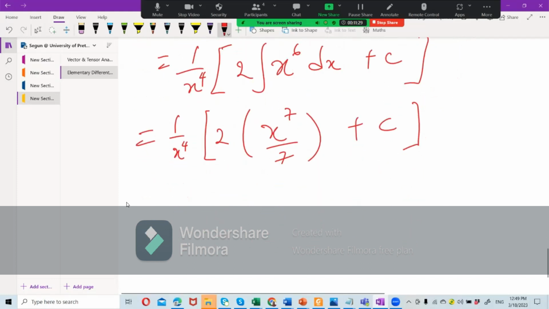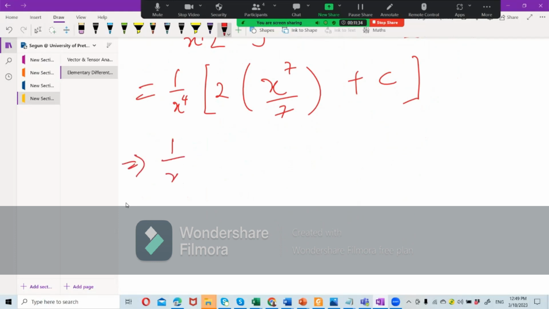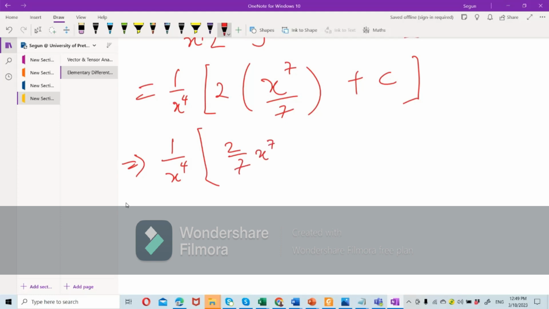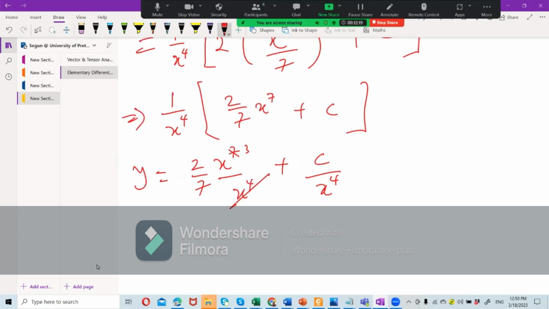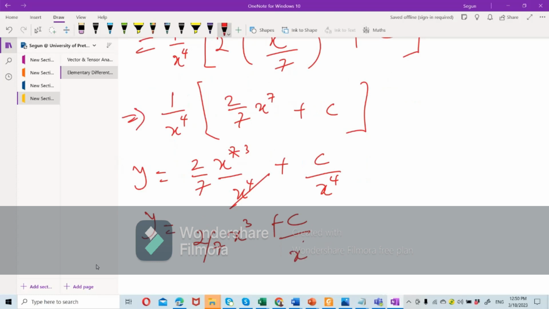So we can proceed. By substituting, now we have 1 over x raised to power 4 times 2 over 7 x to the 7 plus c. So let's open the bracket with 1 over x raised to power 4. We have y equal to 2 over 7 x raised to power 7 divided by x raised to power 4, plus c over x raised to power 4. So this will go into this, remaining 3. We can now say our y is equal to 2 over 7 x raised to power 3 plus c x raised to power minus 4.